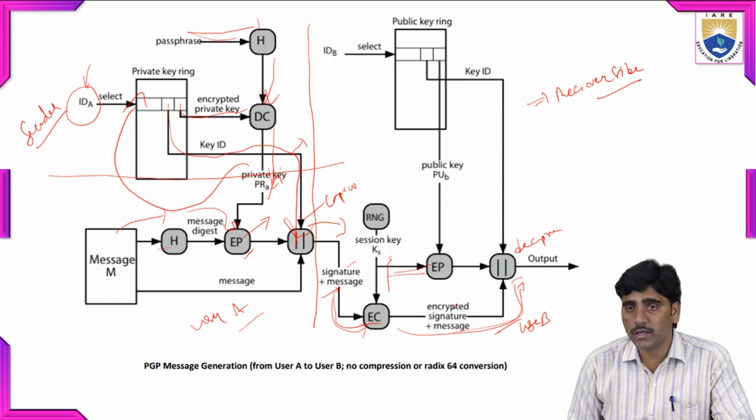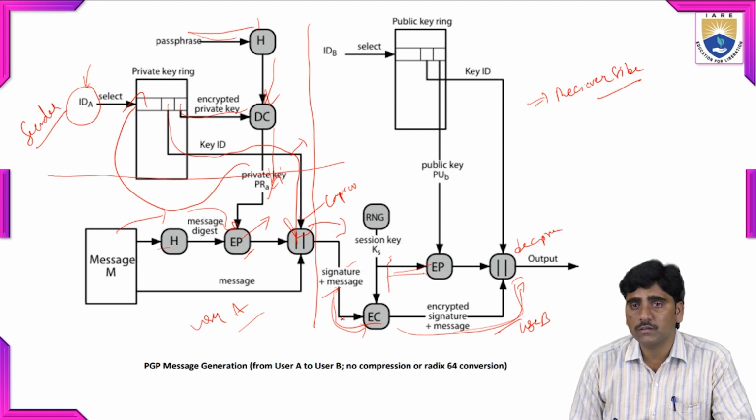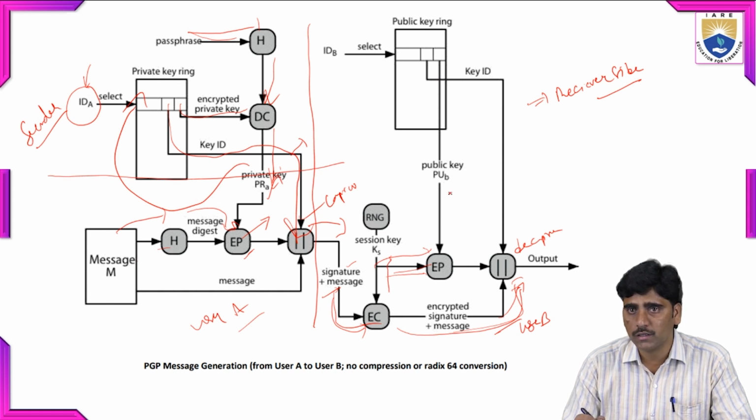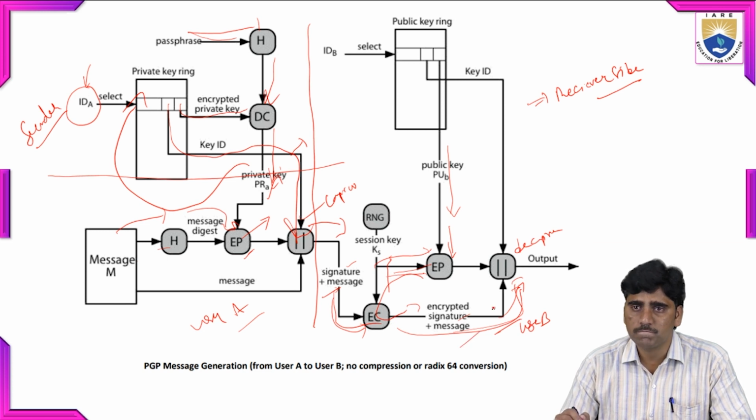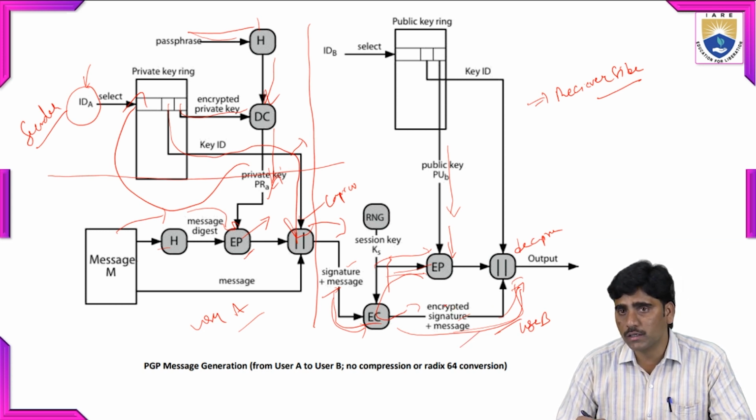Now this is the encrypted plus signature plus message. This is the signature plus message, but after encoding, it becomes encrypted plus signature plus message. This encryption process is done with the help of the public key for user B. Now the message has both the encrypted signature plus message. The message is also verified. Now it is decompressed.